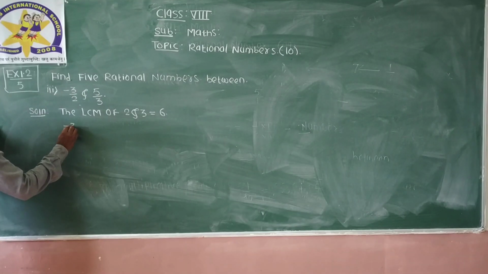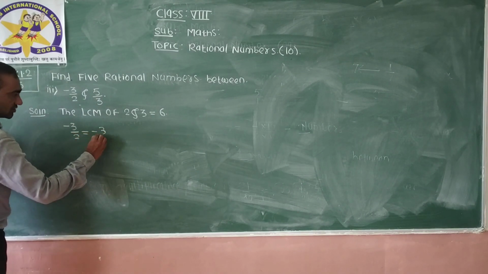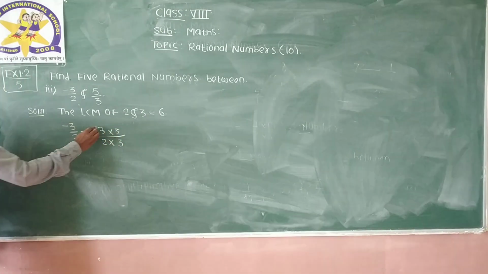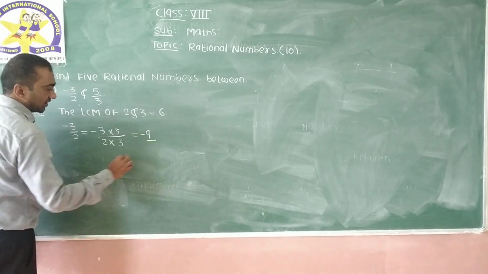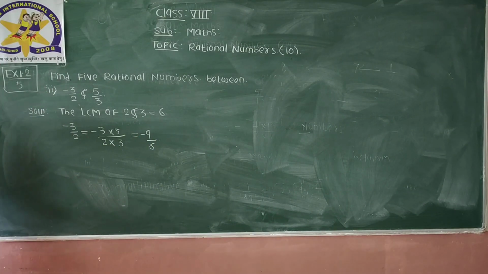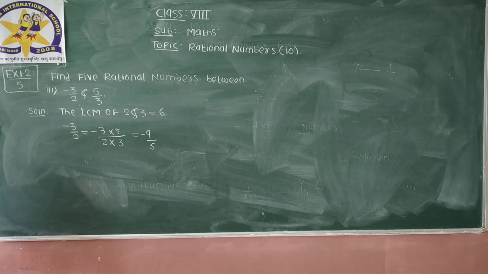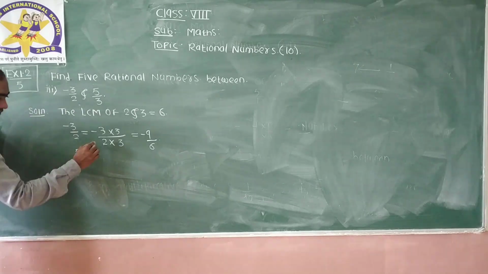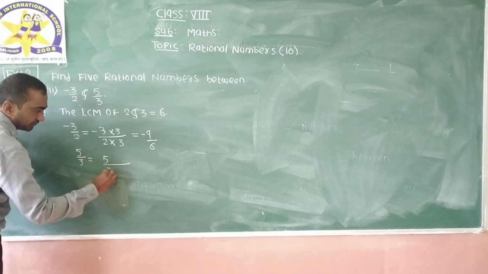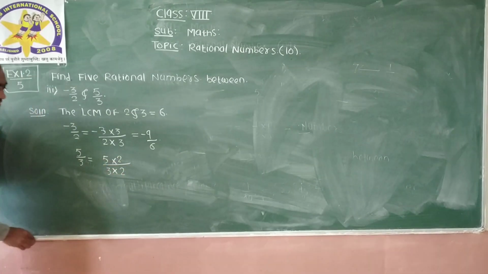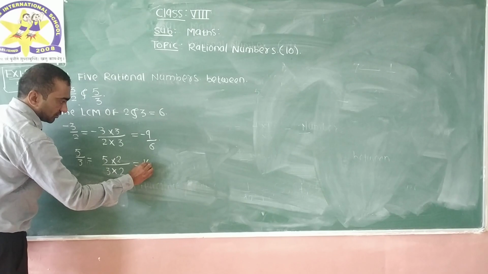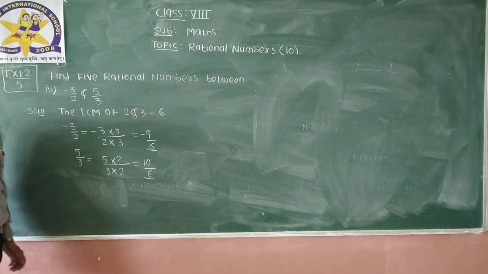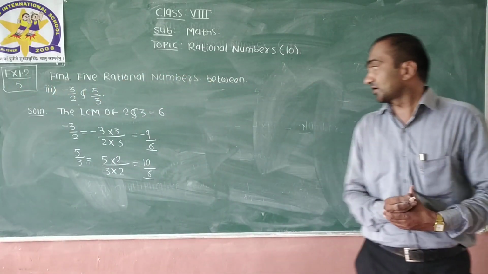The first rational number is minus 3 by 2. Multiply minus 3 by 2 by 3. Minus 3 into 3 is equal to minus 9, divided by 2 into 3, 6. Minus 9 by 6 will be our first rational number, and the second rational number is 5 by 3. Convert the denominator equal to 6. 5 divided by 3, multiply numerator and denominator by 2. 5 into 2, 10, divided by 3 into 2, 6. Now we can easily find 5 rational numbers between minus 9 and 10.